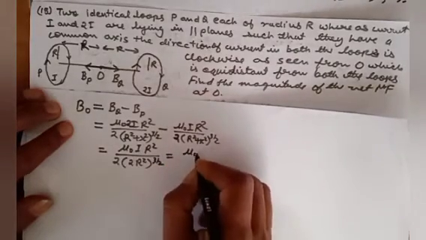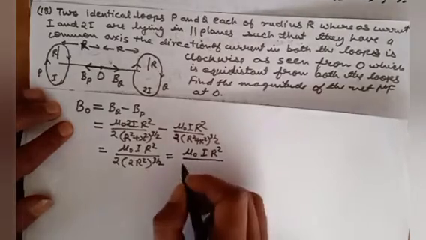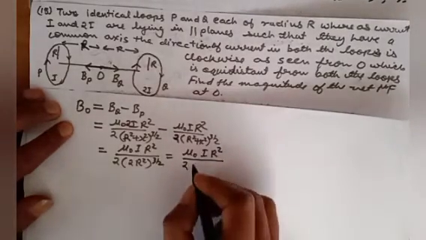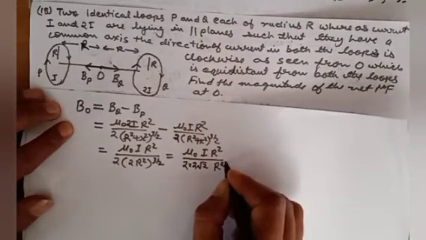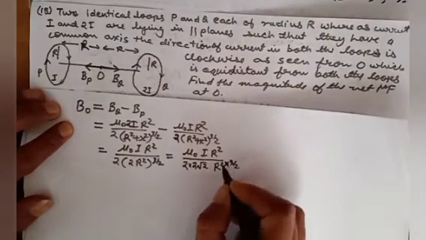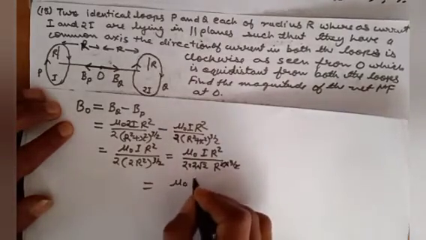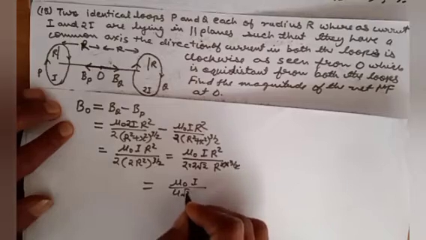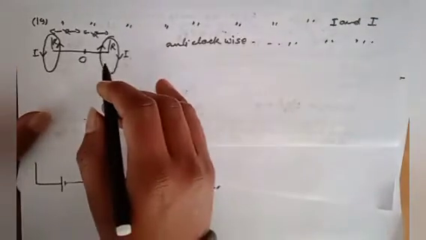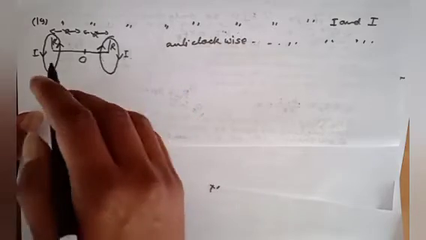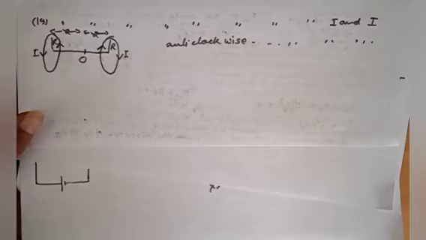Now finally it will be mu naught I R square upon 2, and 2 to the power 3 by 2 means 2 root 2, and then R square to the power 3 by 2 will be R cube, and R cube will get cancelled with R square. So finally it will be mu naught I upon 4 root 2 R. In the same way you can try this out. It's a similar question, but this time the currents are equal, so try it on your own.